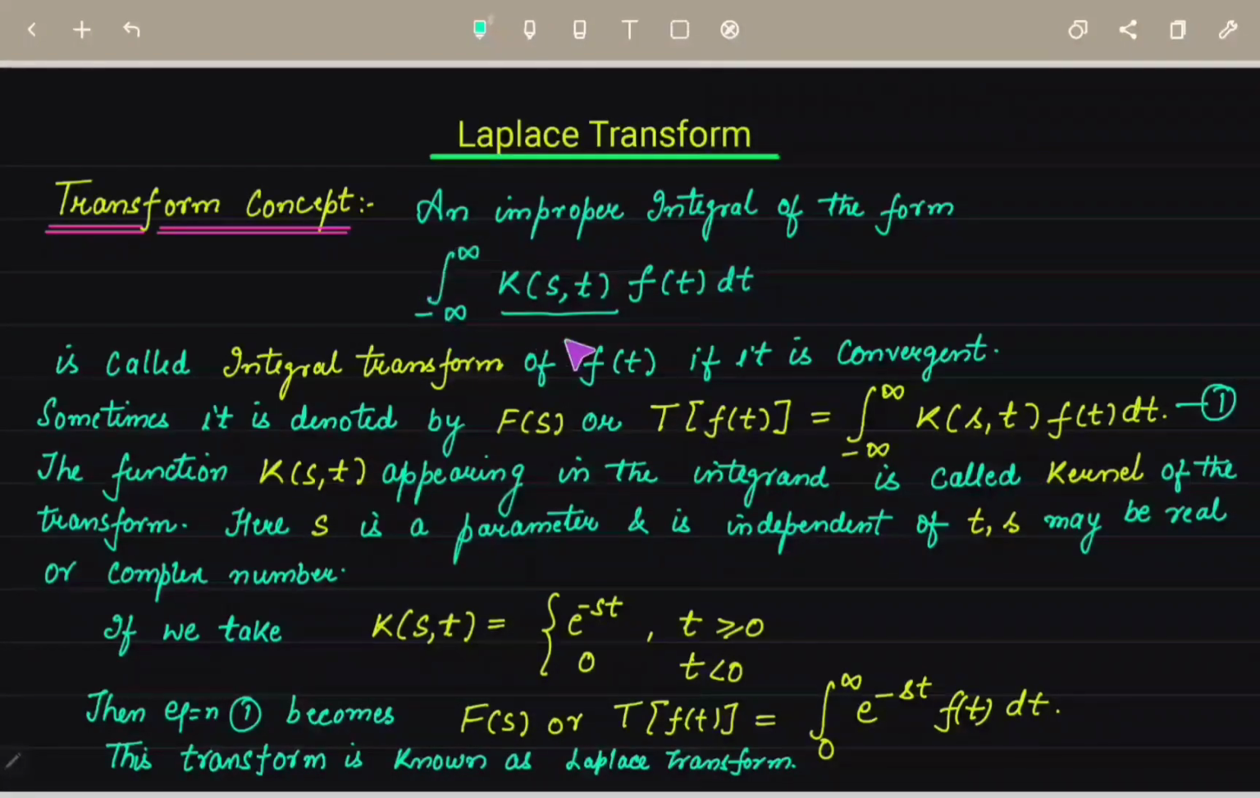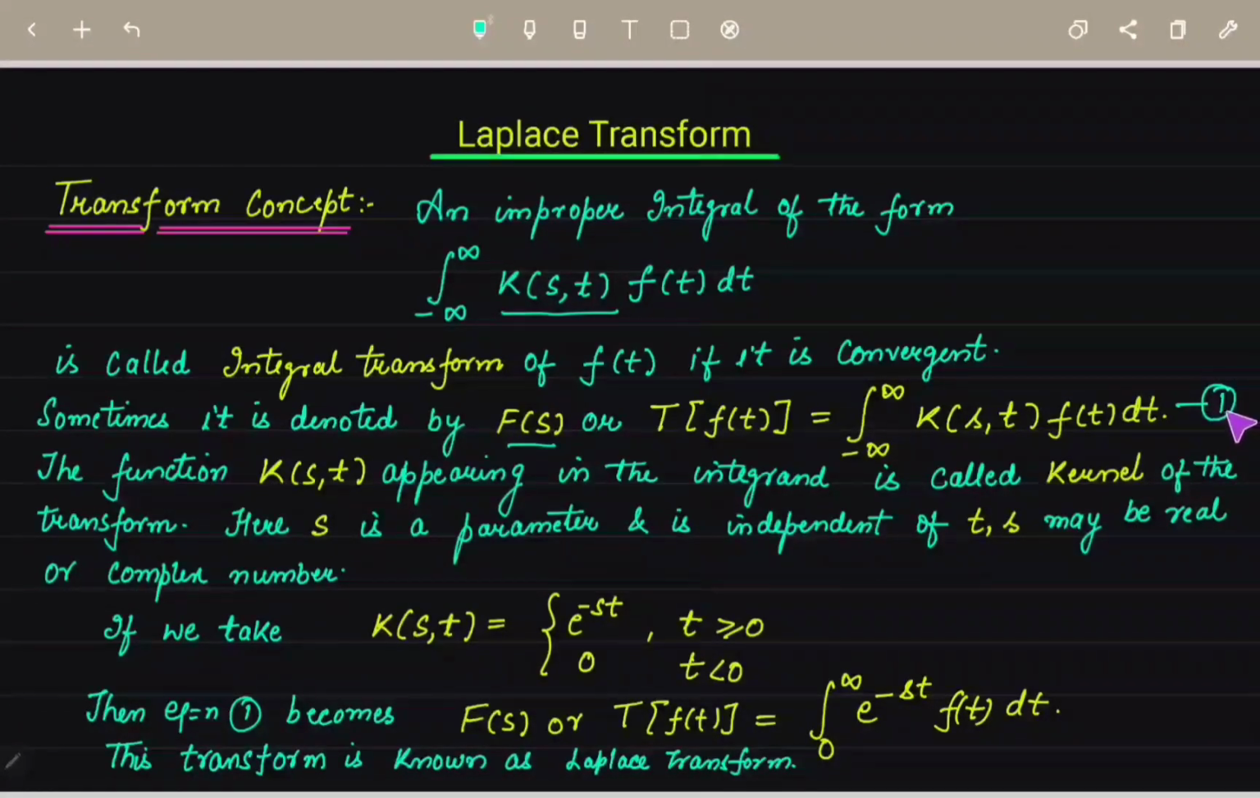This integral is also denoted by F(s), or sometimes we denote it as T of f(t). So F(s), or T of f(t), is equal to the integration from minus infinity to infinity of the kernel k(s,t) times f(t) dt. Here, s is the parameter and it is independent of t. This s may be a real or complex number.